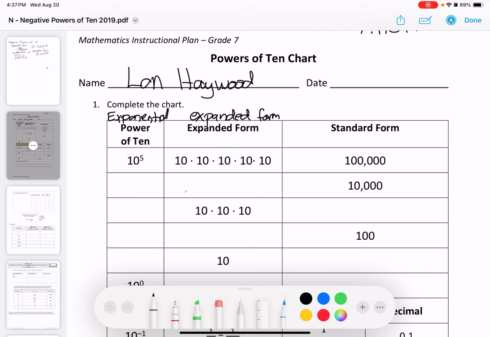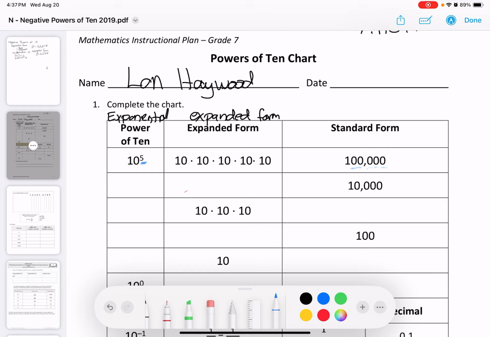So if we look at it, we can see that this base is 10, and my exponent right here is 5. And notice that we have 5 zeros. That exponent tells us a lot. The number 5 means we're going to have 5 zeros after the 1.